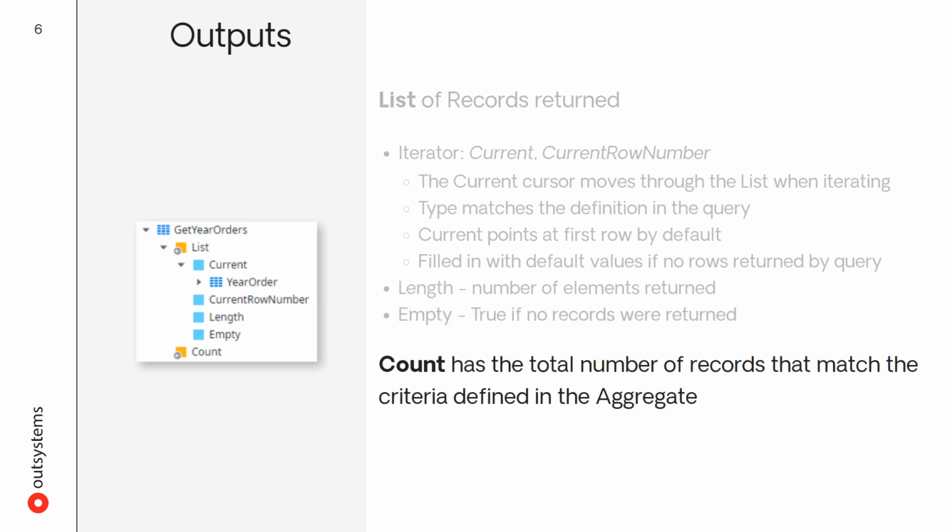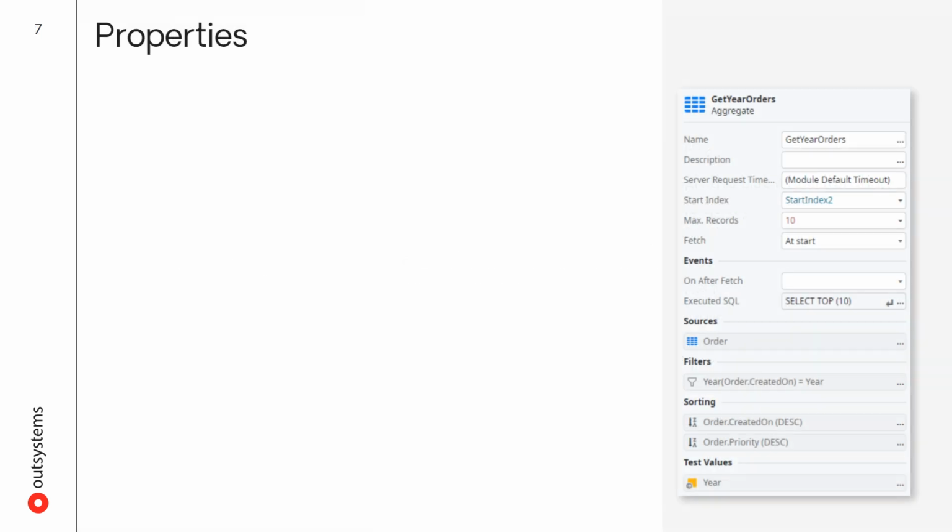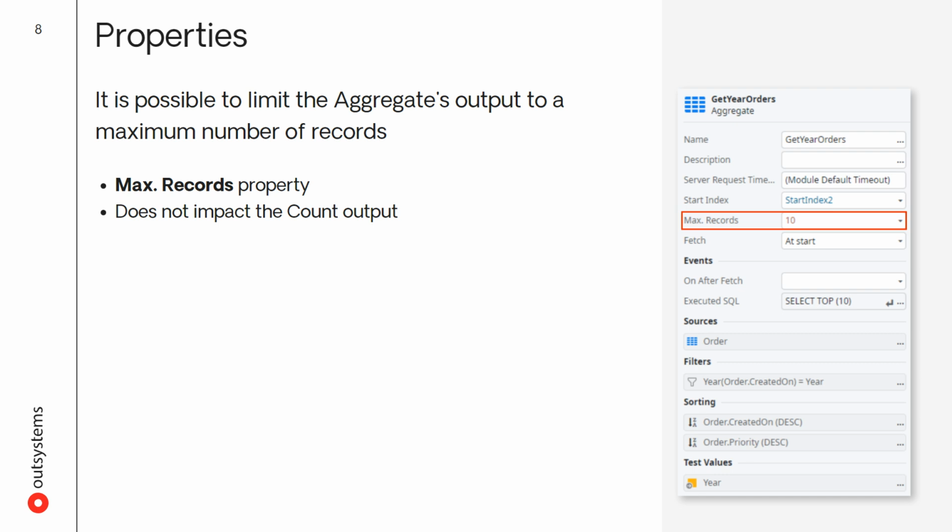Finally, the aggregate also has a count output parameter. The count will contain the total number of records that match the query criteria, which may be different than the length of the list. Each aggregate also has a few properties besides those defined as sources, filters, and sorting. It is possible to limit the maximum number of records to be returned by the aggregate. Note that this max records property does not affect the count output we saw earlier.